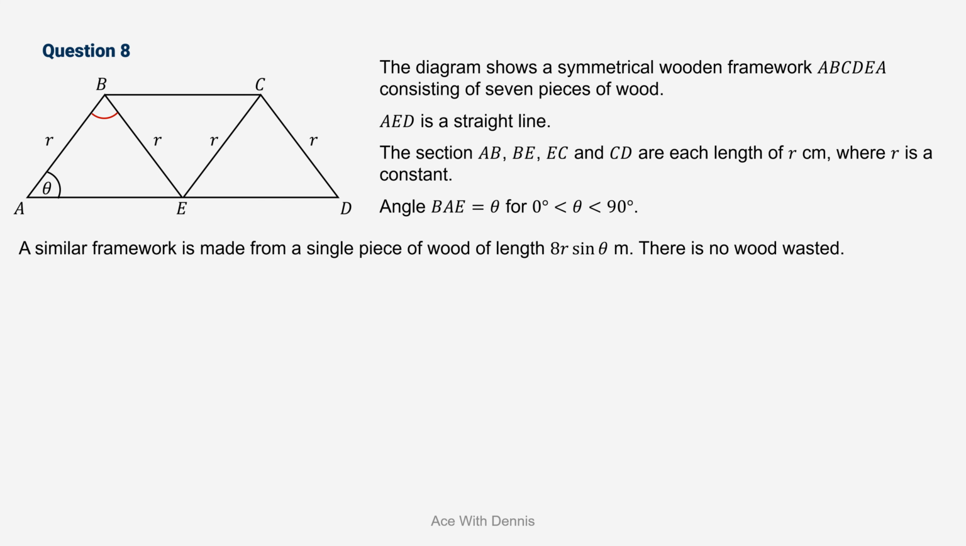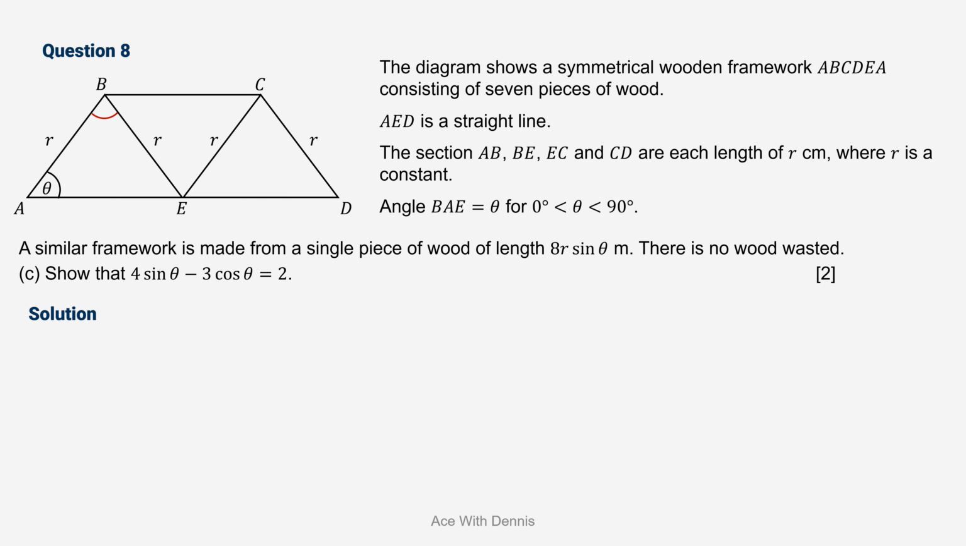A similar framework is made from a single piece of wood of length 8r sine theta meters. There is no wood wasted. C. Show that 4 sine theta minus 3 cosine theta equals 2. 2 marks. Here is a solution.